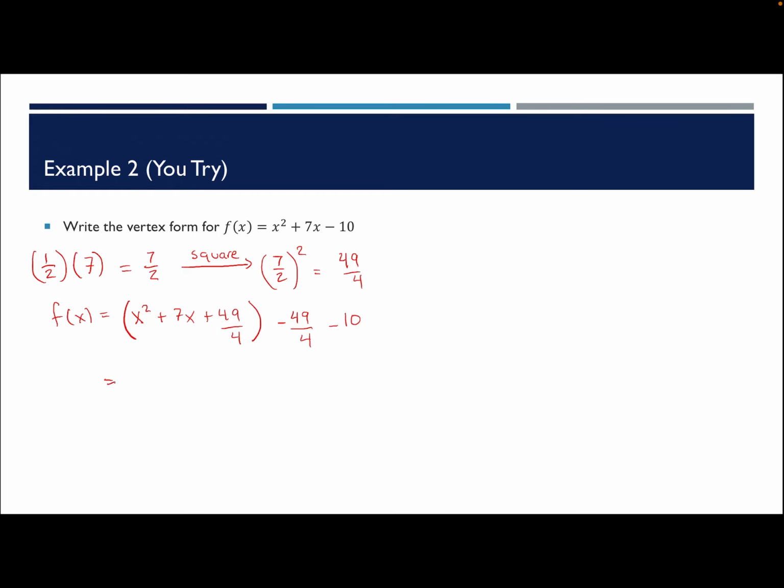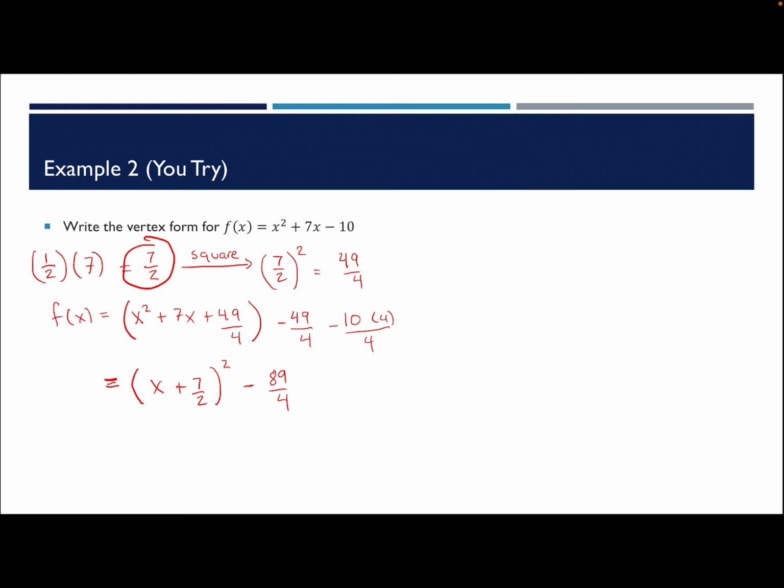So again, what's inside the parentheses is always going to factor to be x and this value squared. So x plus 7 divided by 2 squared, and then minus, if you get a common denominator here, multiplying by 4 in the numerator and denominator, we're going to have 40 over 4 minus 49 over 4. So we get minus 89 over 4. And so your vertex is negative 7/2, negative 89 divided by 4. But the process is exactly the same. Take half of b, square that, add and subtract it to the equation, and then factor.